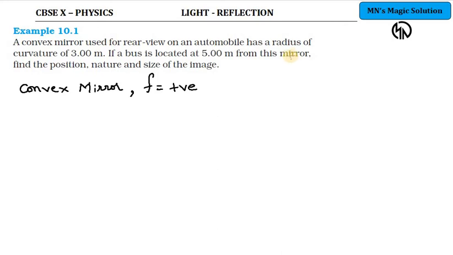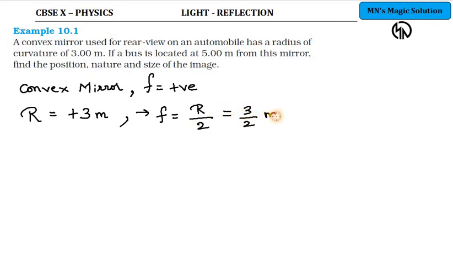Now they have given the radius of curvature to be 3 meter. So radius of curvature is capital R, and it is given as 3 meter, and since it is convex, f is positive and also the radius of curvature can be taken as positive, so it is plus 3 meters. And from this you can obtain the focal length as R by 2, which is equal to 3 by 2 meters, and that too positive. So focal length we have arrived from the radius of curvature.